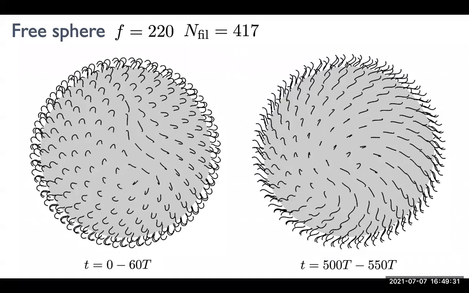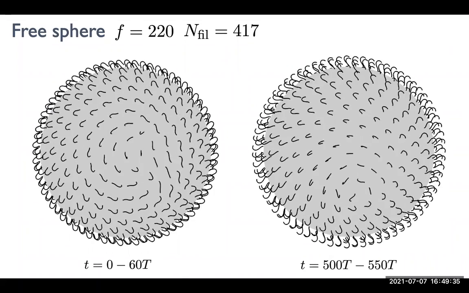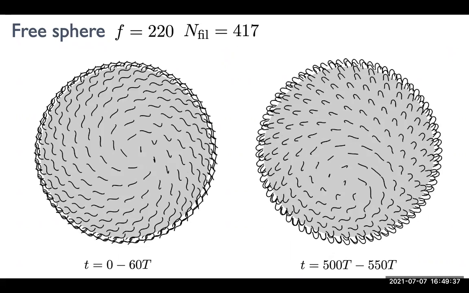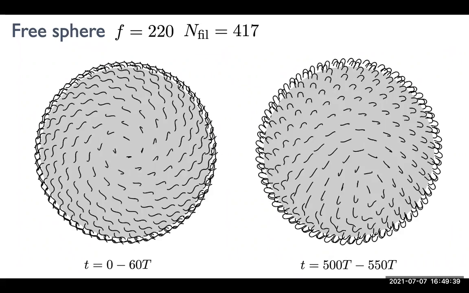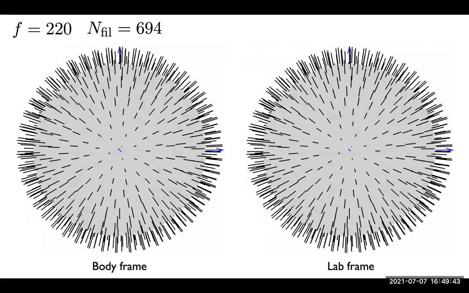Okay, but remember, this is the case where many of the filaments were still executing their planar motion because we're at a lower density. Okay, and now I'd like to go to the case that is perhaps the most interesting, which is what happens when we include a lot of filaments, so we can have a higher density.